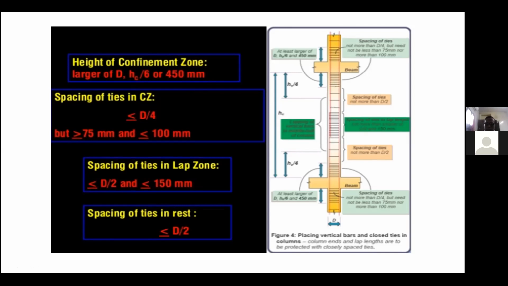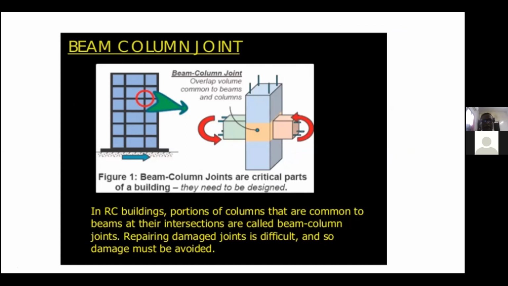So all the 4 zones are given, and then you have to follow like that. Another very important zone is called the beam column joint itself. The beam column zone we discussed. Now we are going to discuss the beam column joint. Now, why is it very, very important? Most of the structures failed because of the failure of the beam column joint.